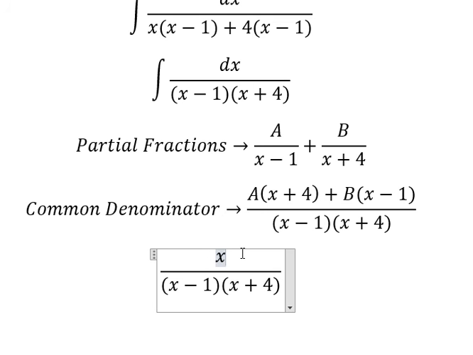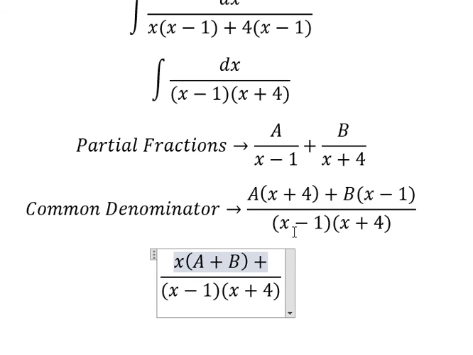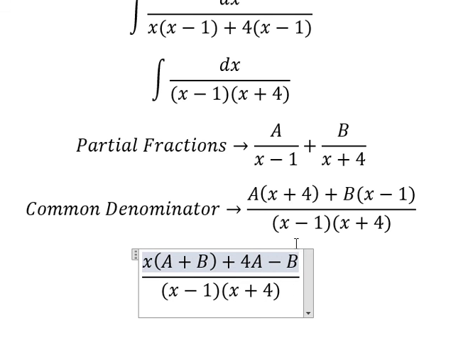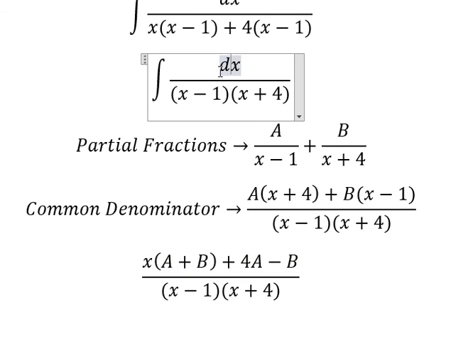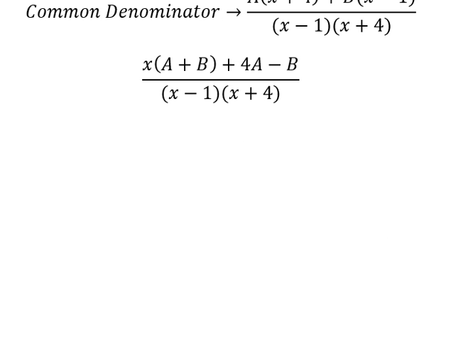About s, you get A plus B. About the number, we have 4 with A, negative 1 with B. So the coefficient of this one, you get number 1. So 4A minus B equals 1 because we don't have s in here. So A plus B equals 0. And now we create the system of equations.